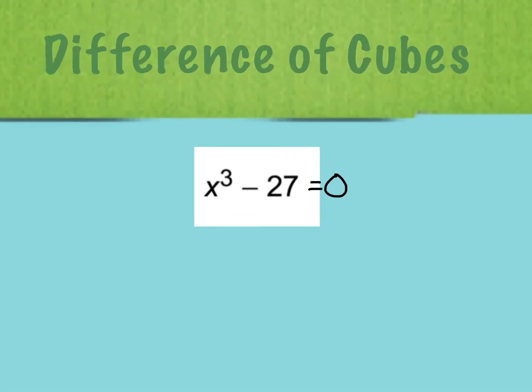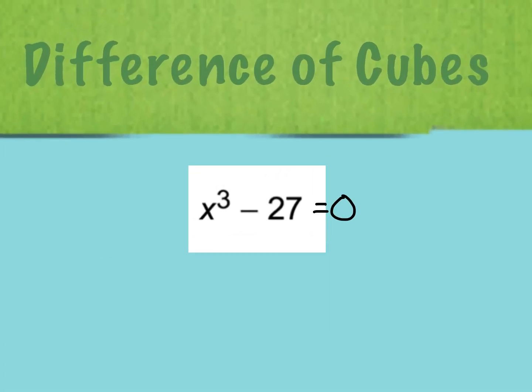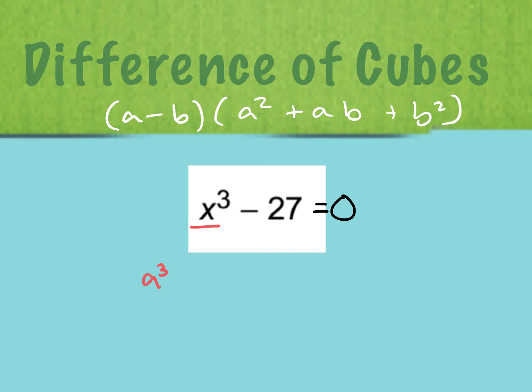All right, so here I have the difference of cubes again. So my formula is a minus b times a squared plus ab plus b squared. So this is a cubed. If a cubed is x cubed, what is just a? X.